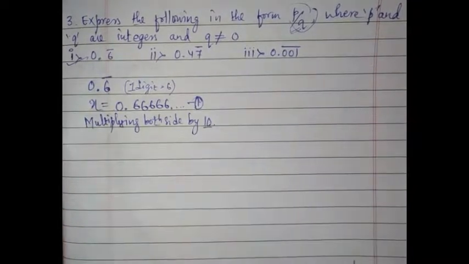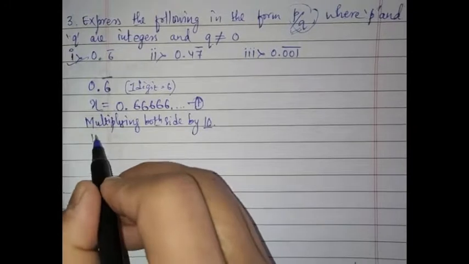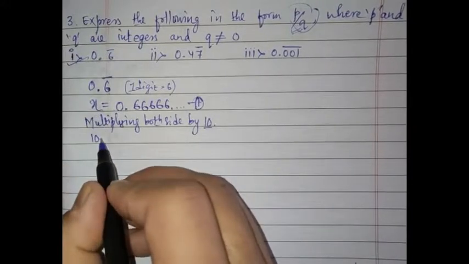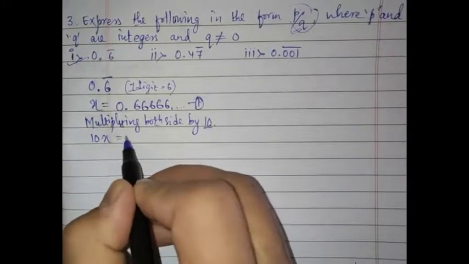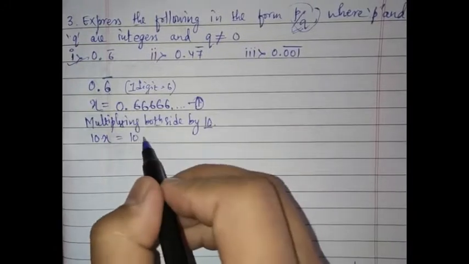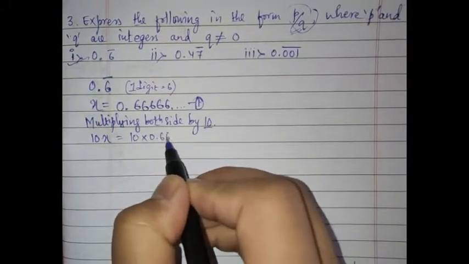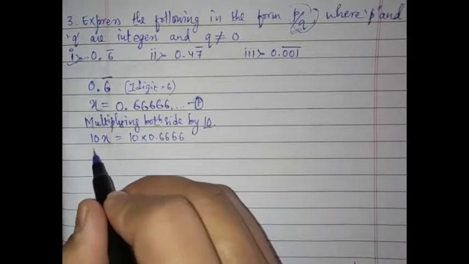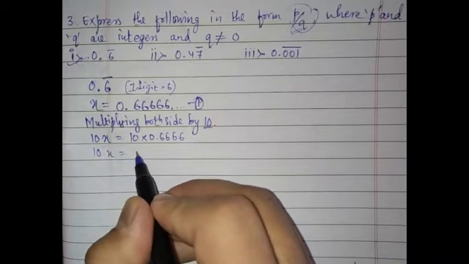So if you multiply both sides by 10, then 10 into x is 10x, and 10 into 0.6666 is 6.6666. So 10x is equal to 6.6666.